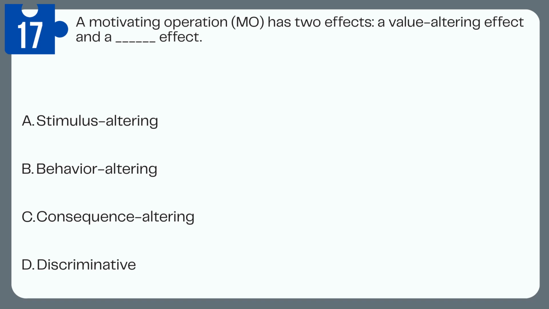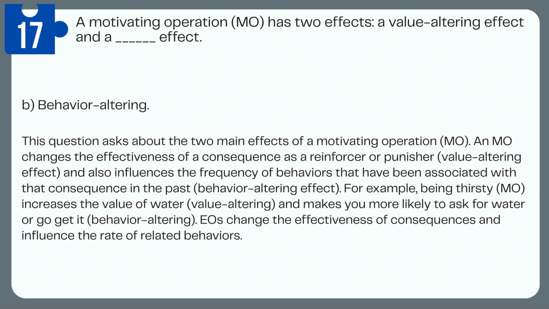Question 17. A motivating operation, MO, has two effects: a value-altering effect and a blank effect. A. Stimulus altering. B. Behavior altering. C. Consequence altering. D. Discriminative. Answer: B. Behavior altering. This question asks about the two main effects of a motivating operation, MO.